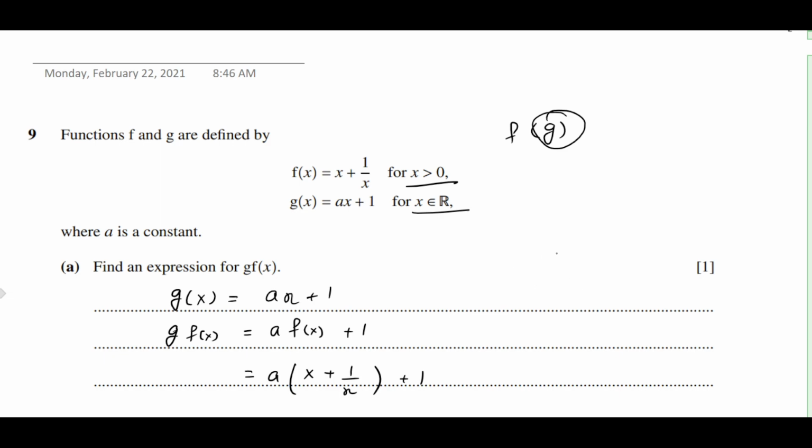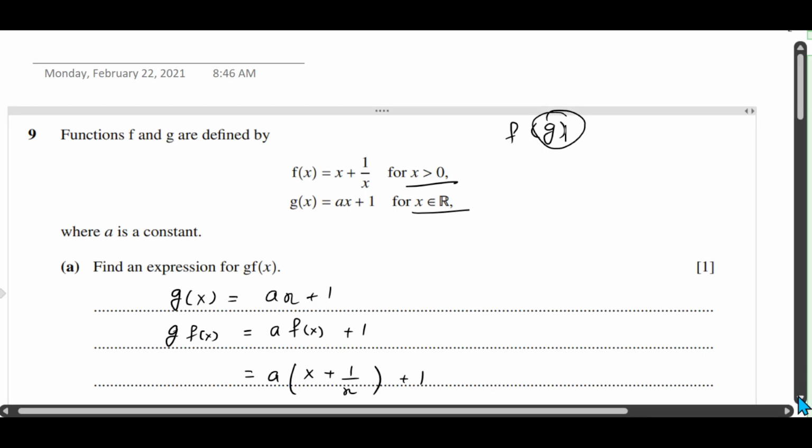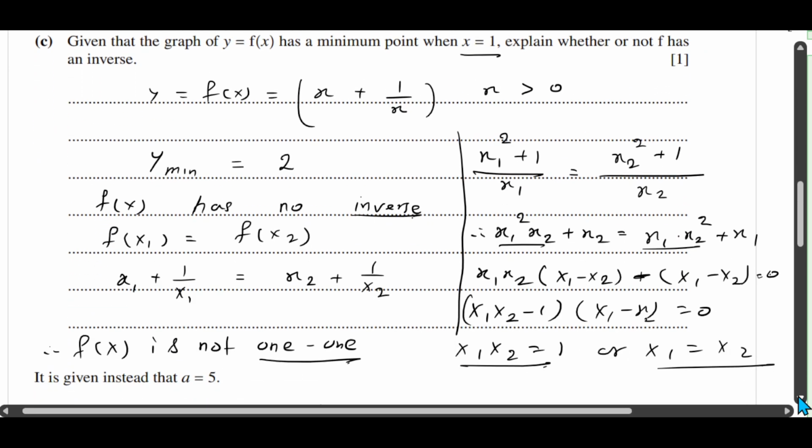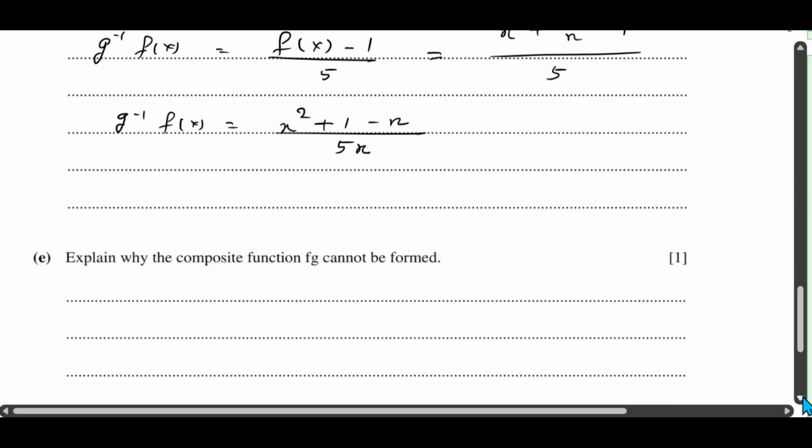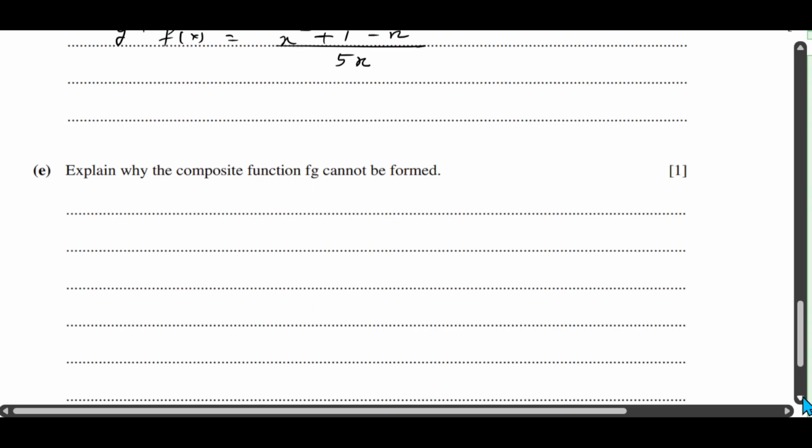So I will say that we have defined gx in such a way that it can take any real number, but for f of x, x can take only positive values. So therefore, f of gx cannot be formed. Gx would be negative also, and that negative value of gx is not permissible over here. Okay, so the problem was pretty logical. So f of g is not formed because gx can take negative values as well.